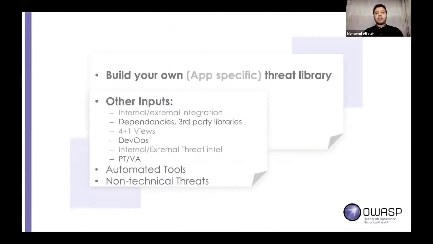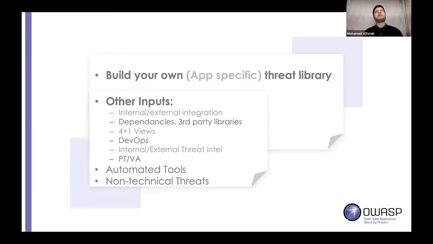Okay, so what are the tips here? First, build your own application-specific threat library. There is no static list of threats. Each application, based on the functionality, may come with some custom threats that you need to identify based on the logic of your application.